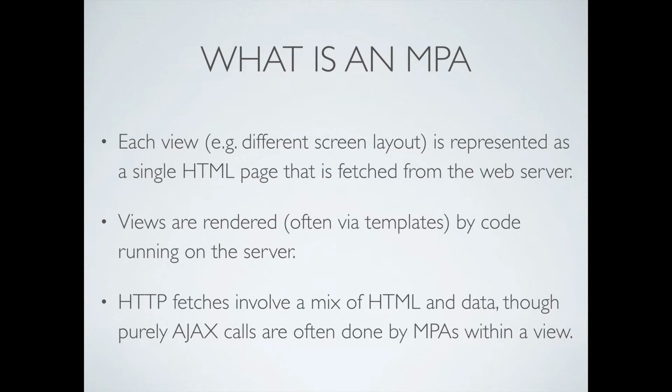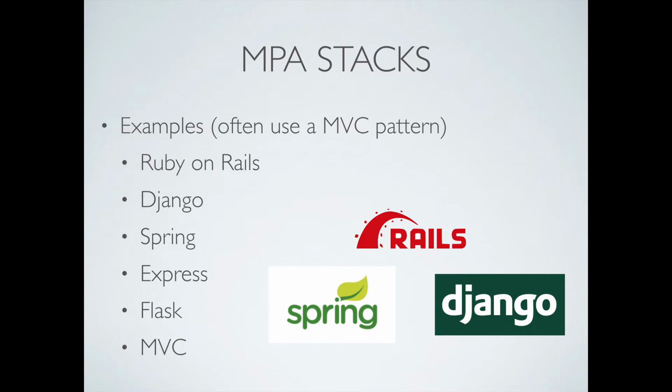Your different EJS files, every time you go from the index to the show or to the new, you go back to the server, it loads that EJS file, renders the template, generates some HTML, and sends it back. And as I just mentioned, there's a number of multiple page app stacks. We've been using Express. Some of you have been using Flask or some of the .NET frameworks. You've probably heard of Django and Spring. The list goes on and on.